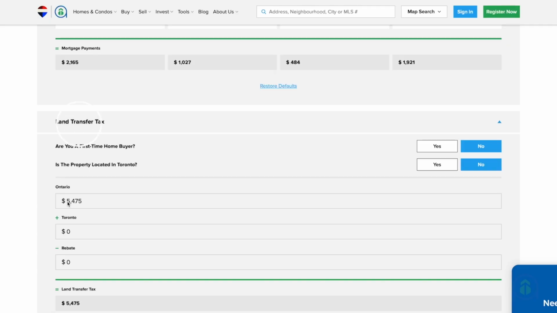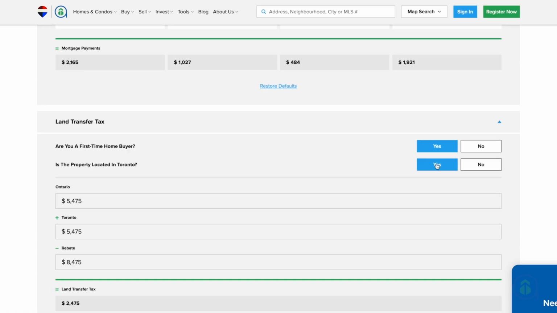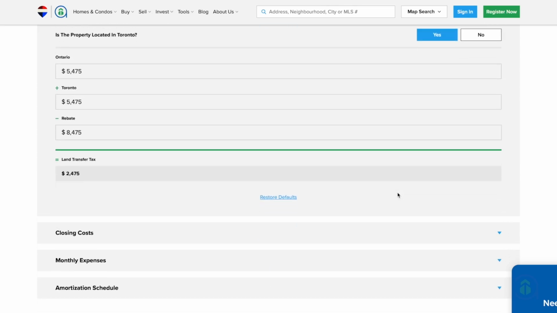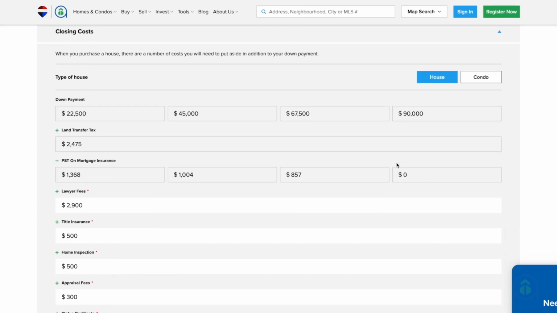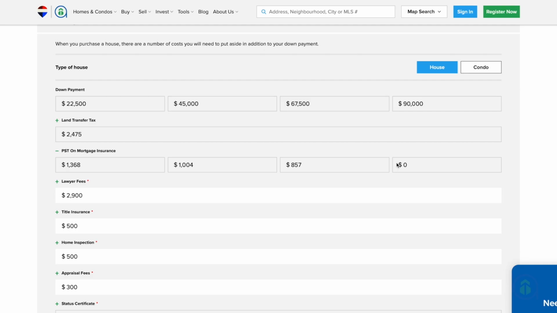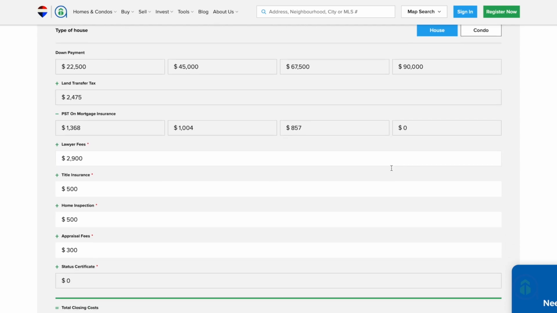Land transfer tax is one of them, and because I am a first-time home buyer, I'm going to tick yes. And is the property located in Toronto? And I'm going to tick yes because I am buying a condo in downtown Toronto. So the complete total of land transfer tax that I will be paying as a first-time home buyer is $2,475. As we scroll down, it's going to show me closing costs. And here you can change some of the numbers as well.